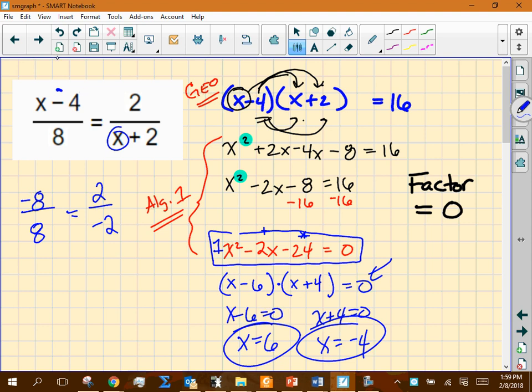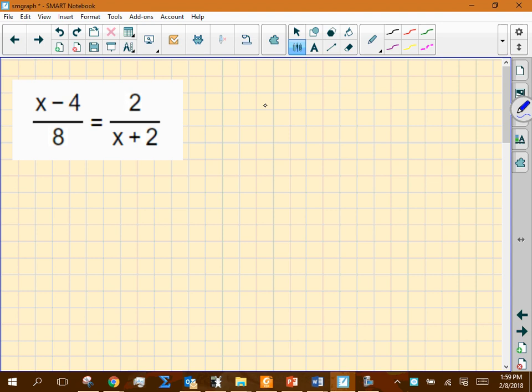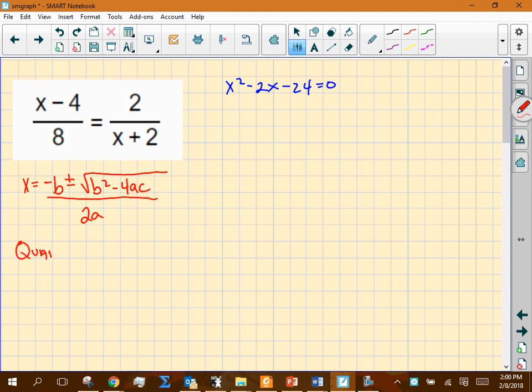Now I'm going to write this as, we had x squared minus 2x minus 24 is equal to 0, right? You guys remember dealing with this thing last year? And we've already talked about it a couple times this year. What do you call that? What's the name of the formula? Is it quadratic? It is.